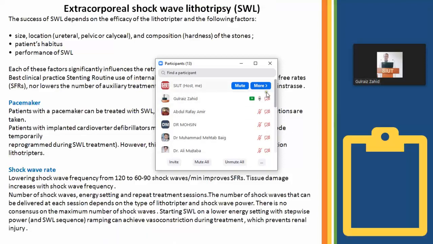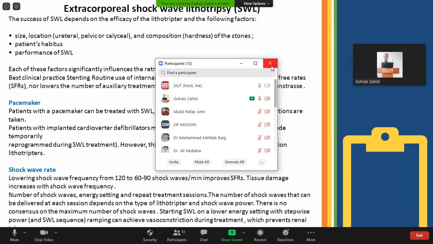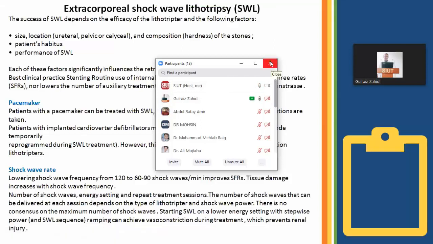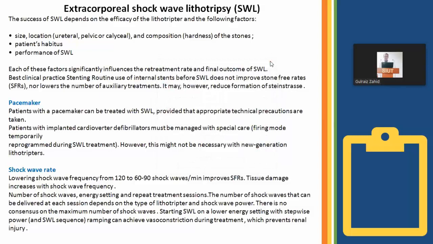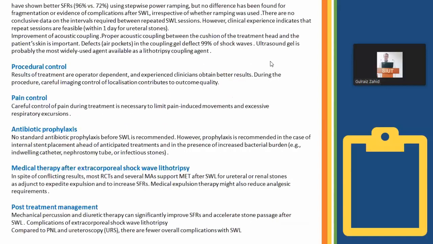Starting SWL on a lower energy setting with stepwise power ramping can achieve vasoconstriction during treatment, which prevents renal injury. Animal studies have shown better SFRs using stepwise power ramping, fragmentation, or evidence of complications after SWL, irrespective of whether ramping was used.